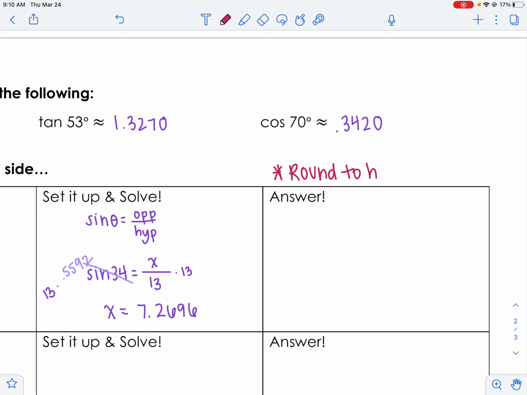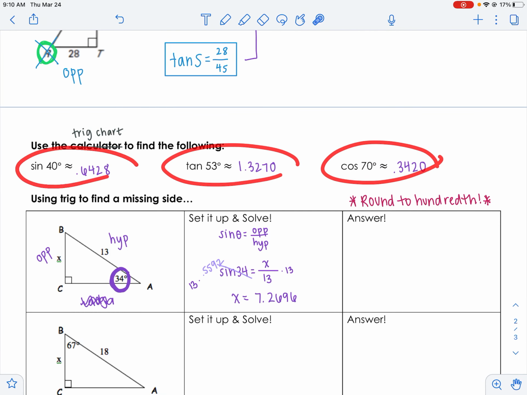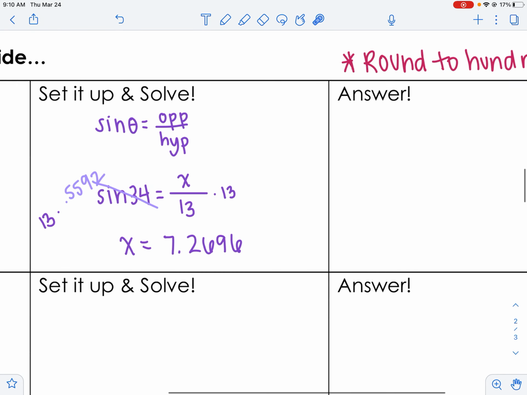Now, they didn't tell us what to round to, so I could say 7.2696, but most of the time we're going to round to the hundredth. And when I say round to the hundredth, I'm talking about our final answer. I never ever round my trig chart numbers, but my final answer, whatever x is, I can round to the nearest hundredth, which is 2 decimal places out.